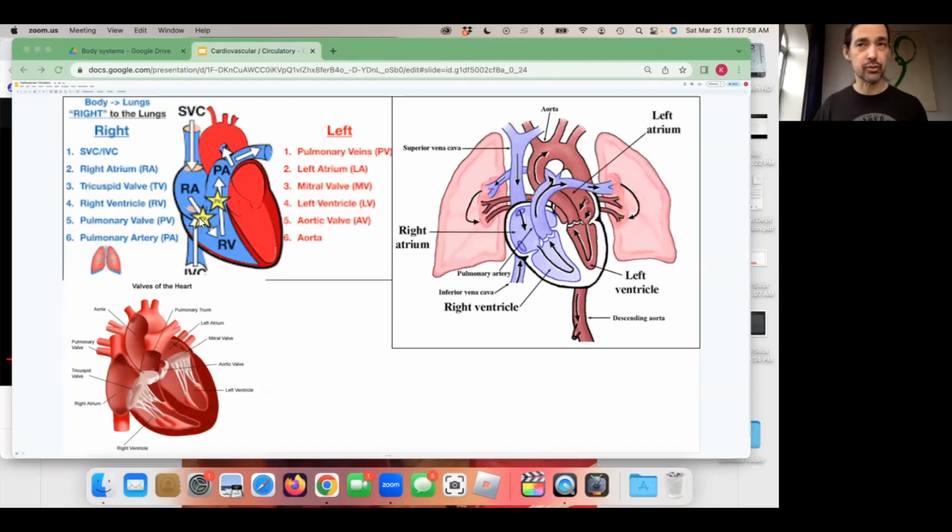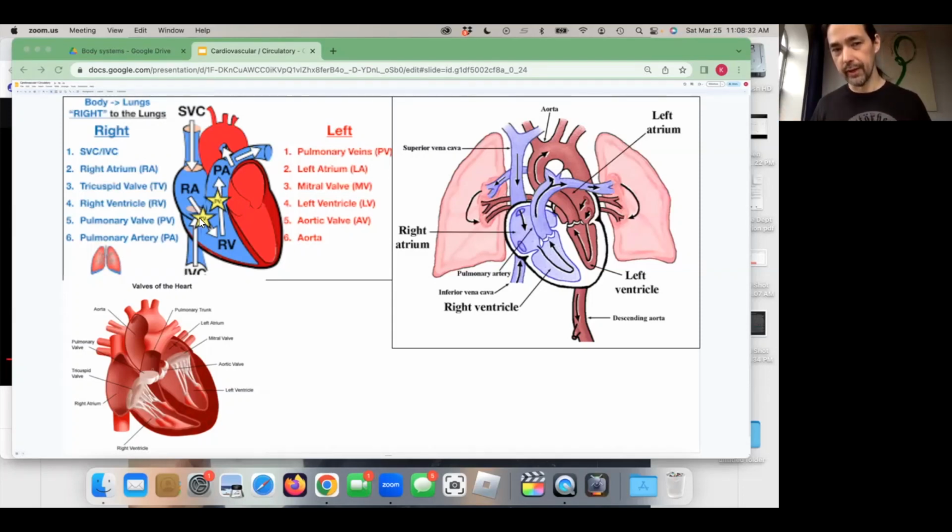Let's try that like two times and then we'll move on, okay? Superior vena cava, inferior vena cava, right atrium. Right atrium, right ventricle. Right ventricle, pulmonary artery. Lungs, pulmonary vein, left atrium. Left atrium, left ventricle. Left ventricle, aorta. Okay, again like that. And then we're gonna do it a little bit more continuously.